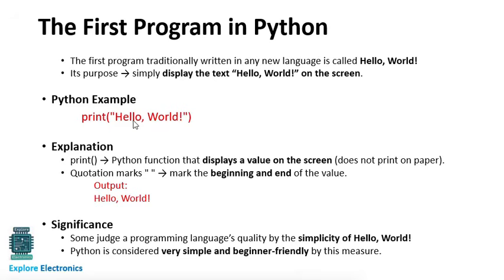Why do we use only hello world to write the first program? Let us see that. Some judge a programming language's quality by the simplicity of hello world. If you are writing hello world very easily, it means the language is very simple. Python is considered very simple and beginner friendly by this measure. By writing this hello world program, it is measured that it is very simple and beginner friendly, so that everyone can understand it in a very simple way and read and write the code very simply.